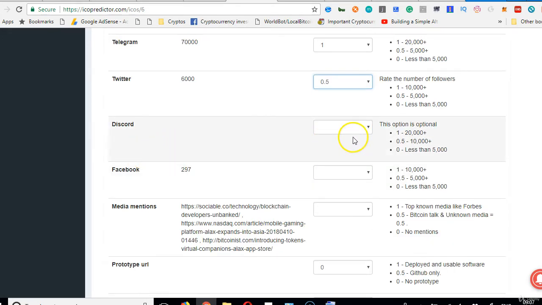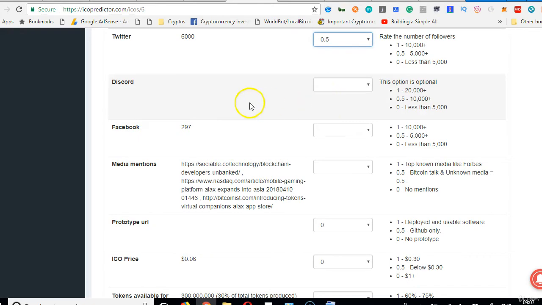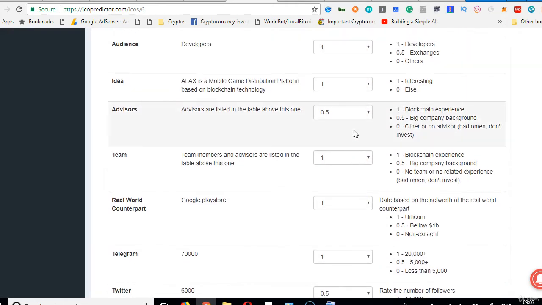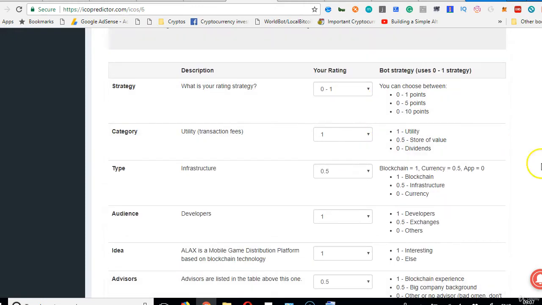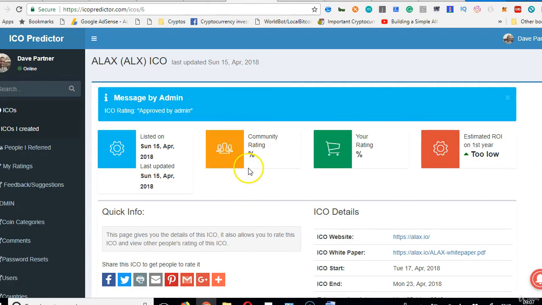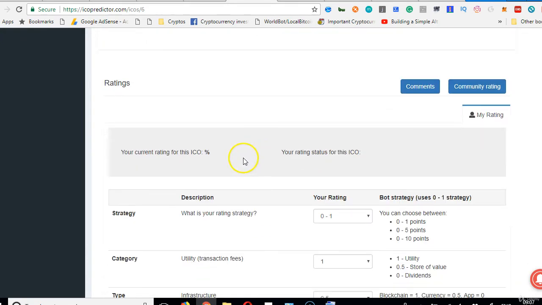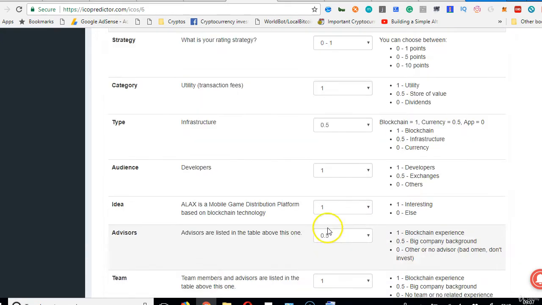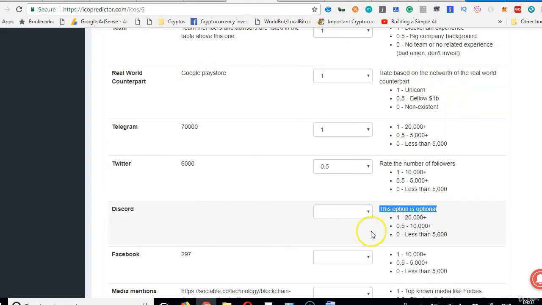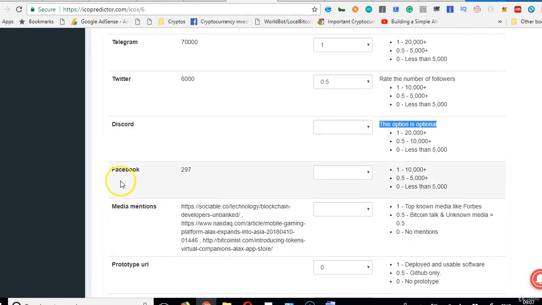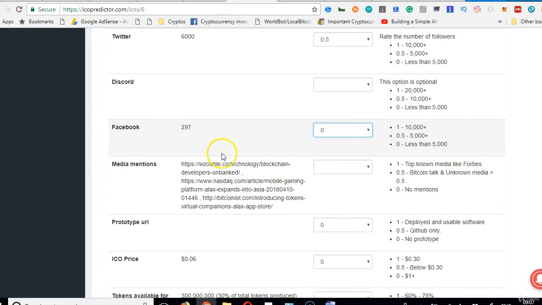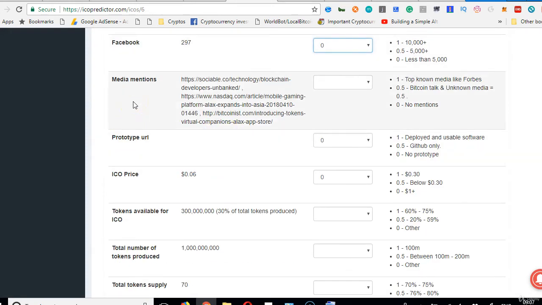Discord, we weren't able to see anything on their Discord. So Discord is the only optional field. Now what happens in this rating field is that if you miss any field, your rating will not add to the community rating, and it will tell you here that your rating is incomplete if you miss any field except the Discord field. So this is the only optional field. So Facebook followers is 0 because it's less than 5,000. So I'm setting 0. They have very few Facebook followers. Then media mentions. So they have, yes, very huge media mentions.